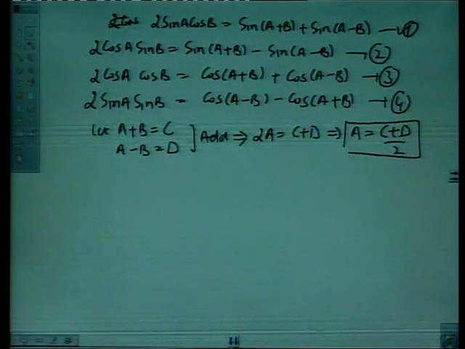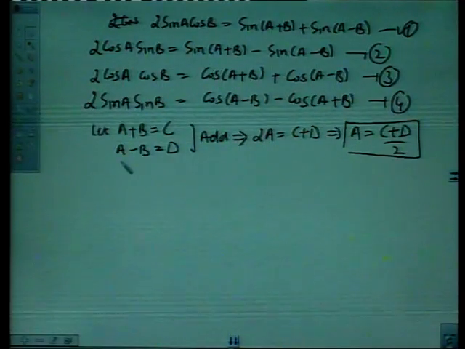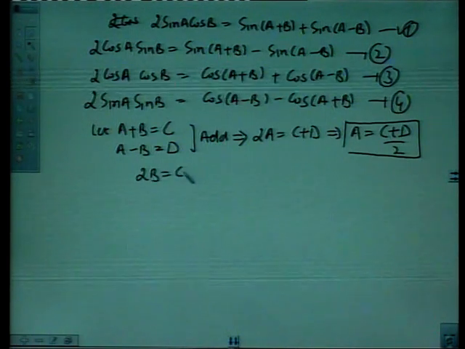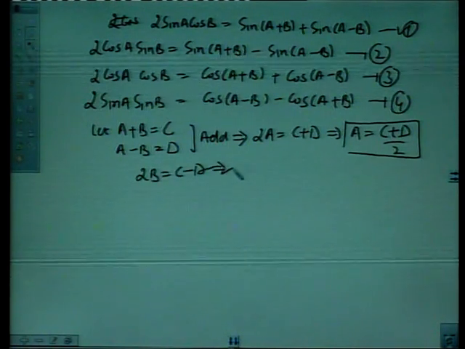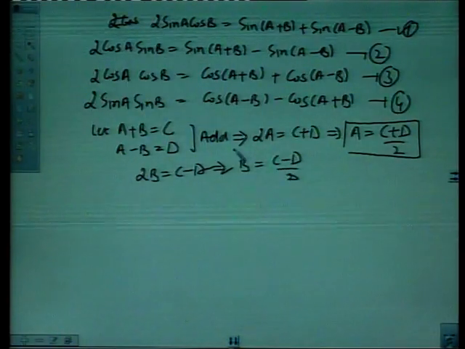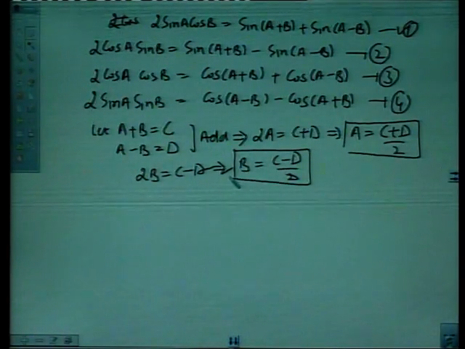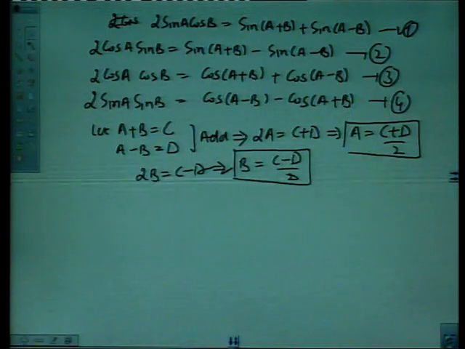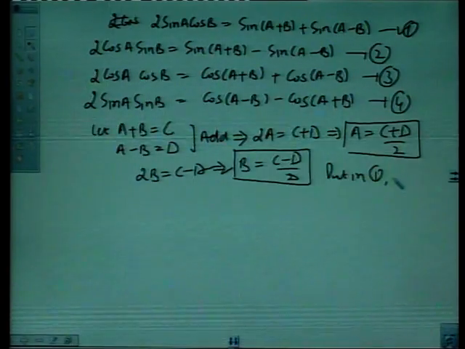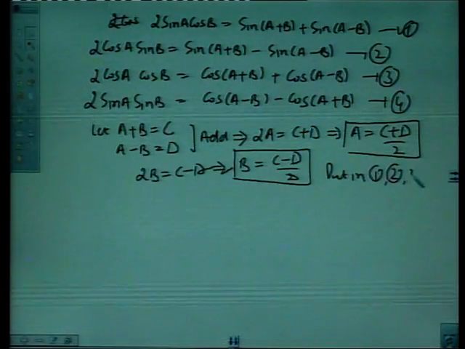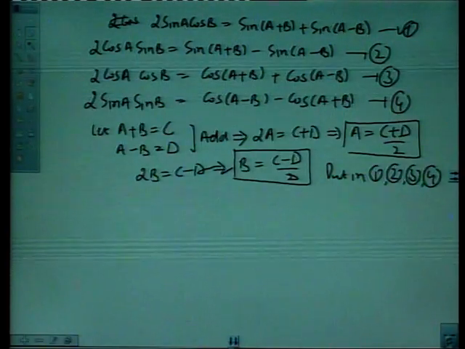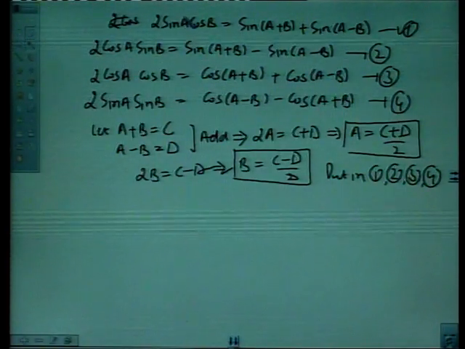Similarly, when you subtract, A cancels with A. When you subtract, it becomes 2B is equal to C minus D. It means B is equal to (C minus D) by 2. So this is the value of A and B. Put these values of A and B in the first, second, third and fourth equation. So what will you get? Write down. What is the value of A?